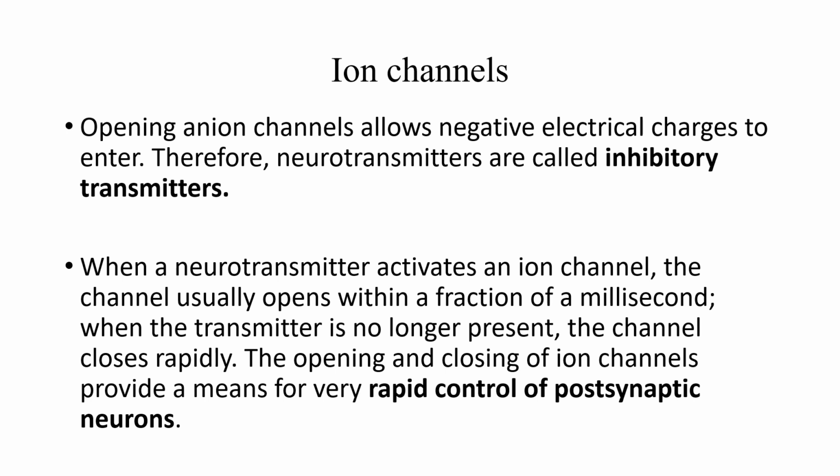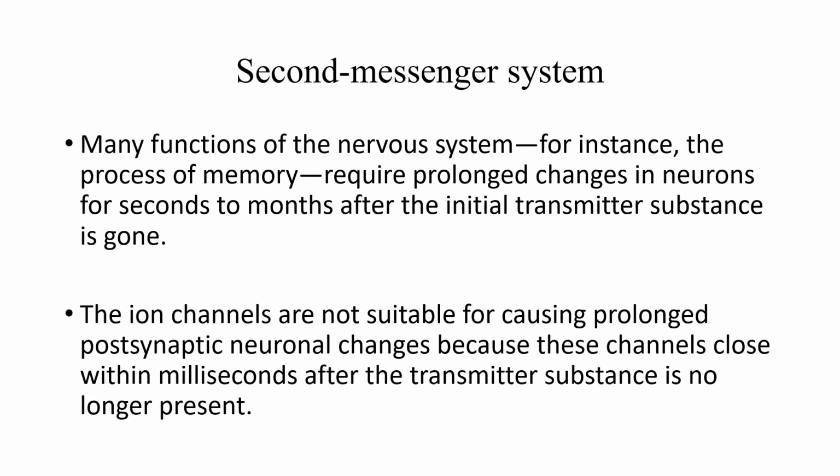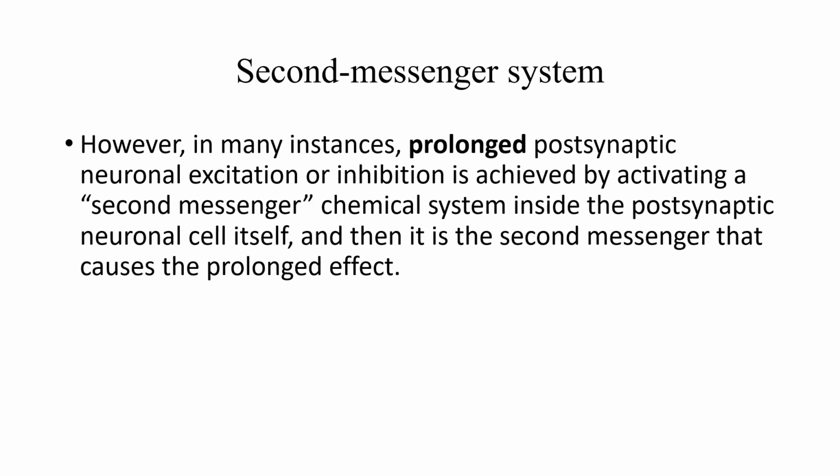In general, neurotransmitters that activate cation channels are called excitatory neurotransmitters, whereas those activating anion channels are inhibitory neurotransmitters. And the opening and closure of these ion channels is very quick. So there is a quick action of these transmitters resulting in activation of these ion channels. However, as we said, some functions of the nervous system need more prolonged action than just opening and closure of these ion channels. That's why there is activation of the metabotropic receptors that use a second messenger system.